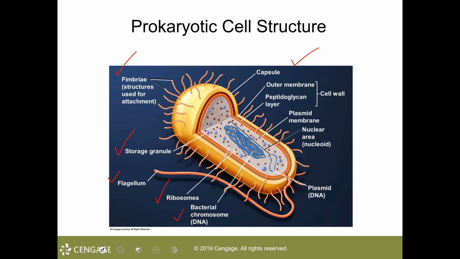The capsule, class, that cell wall, which of course has its outer membrane and that inner peptidoglycan layer, be it thick or thin. The plasma membrane, the nuclear area, it's no nucleus, class. It's referred to as the nucleoid, not a nucleus. And then, of course, the plasmid, that small ring of DNA, class, allowing prokaryotes to change and gain antibiotic resistance.